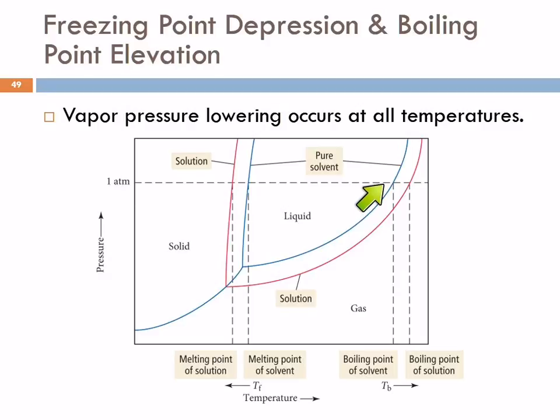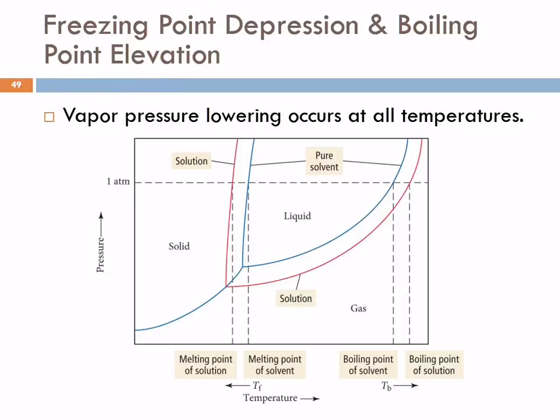We just saw that adding a solute, here in red, the solution, causes the vapor pressure of the solvent to be lowered, right? It lowers the vapor pressure. So this whole curve is lower. What that means is, as we go across, we have to heat it higher to get it to boil. So the boiling point is elevated. The boiling point gets higher. The melting point, or the freezing point, gets lower. So freezing point depression, boiling point elevation.